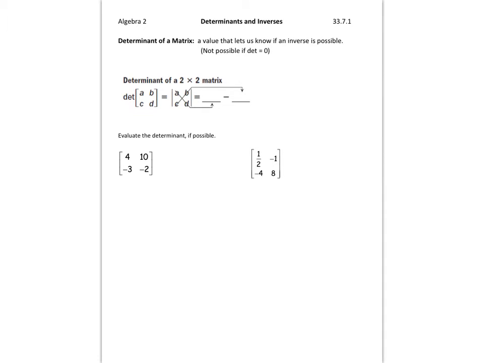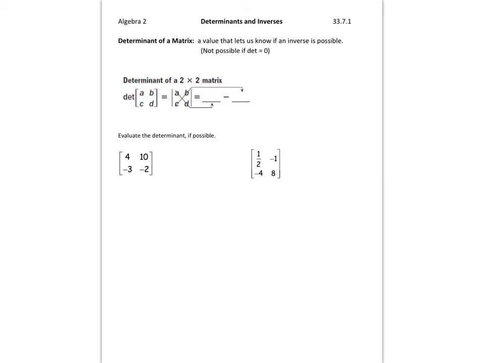A determinant of a matrix lets us know if an inverse is possible. You need the determinant to build the inverse, and you also know if it's not going to exist. If the determinant is 0, then it's not possible to make an inverse.